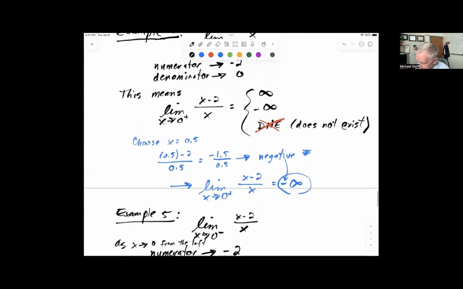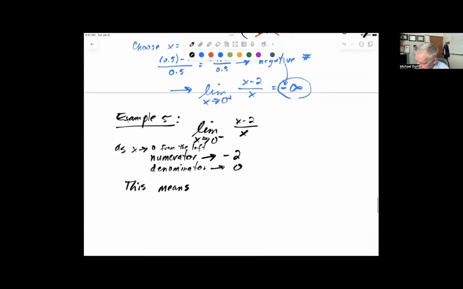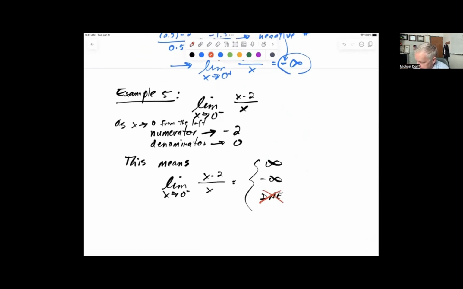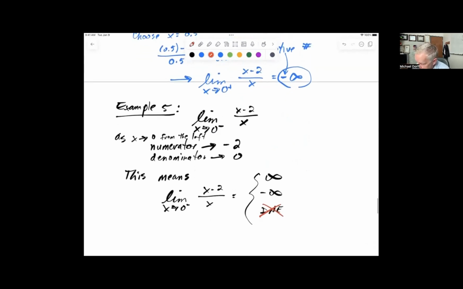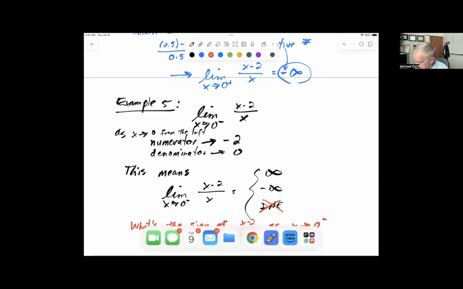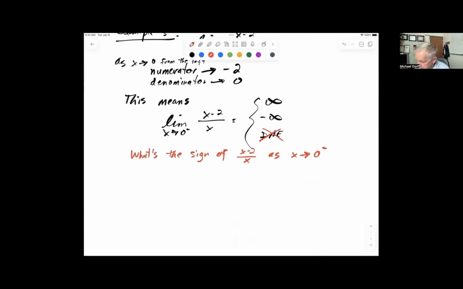All right, so what does that tell me? That means my limit can equal infinity, negative infinity, or does not exist. And because it's a one-sided limit, does not exist is going to cancel out. So it's either going to be infinity or negative infinity. And just like before, we have to decide what's the sign of (x minus 2) over x as x approaches 0 from the left. A positive number or a negative number.